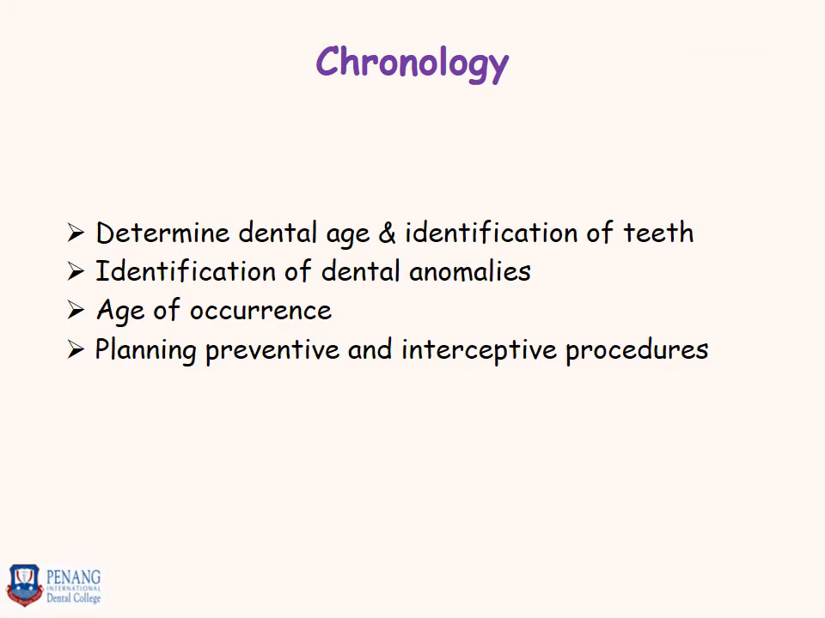So next we move on to the chronology of tooth eruption. This helps us to determine the dental age and the identification of the teeth. It also helps in the identification of any dental anomalies, for example, if there is a tooth which is missing compared to the age the patient is in. It also determines the age of occurrence of the tooth, and helps in planning preventive and interceptive procedures. If you know the chronology of the dentition, based on that you can plan a preventive or interceptive procedure.